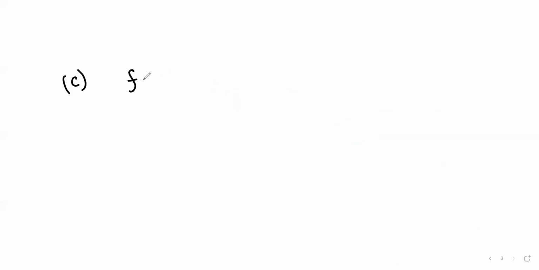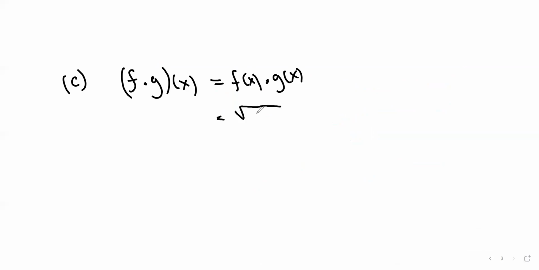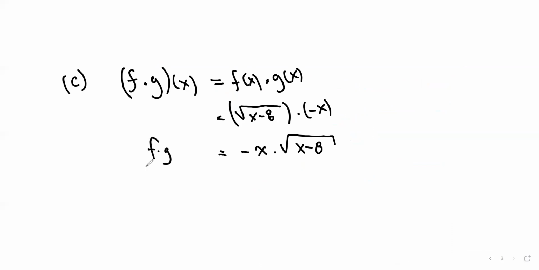Okay, now the next part, c, I'm going to multiply. So it's f times g of x, and f times g of x is just f of x times g of x. And f of x is square root of x minus 8, and g of x is negative x. So when I multiply these two, I'll just get negative x times square root of x minus 8. That's the answer. We can't simplify this. And again, the domain is going to be the intersection of these two. So the domain of f times g is again going to be from 8 to infinity.